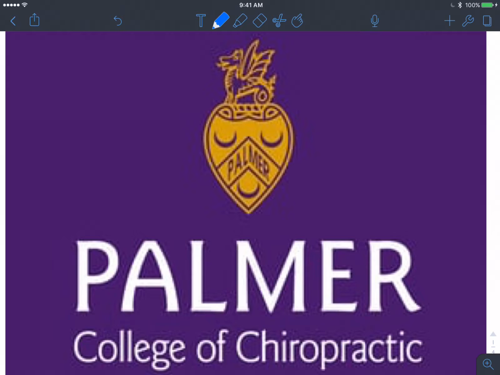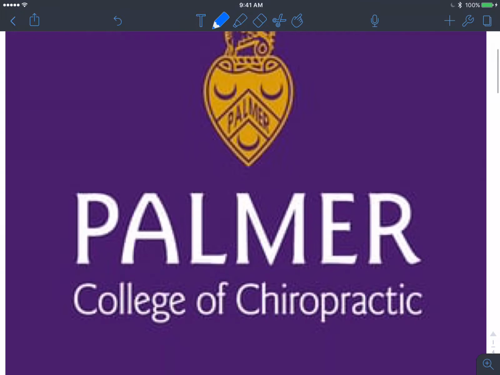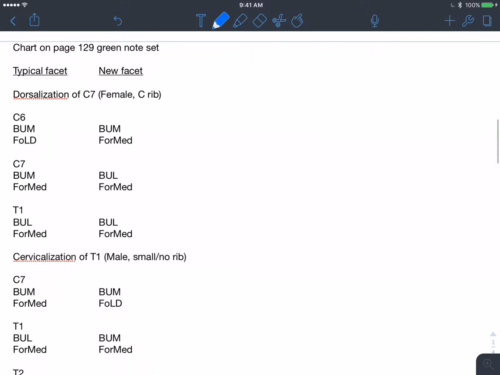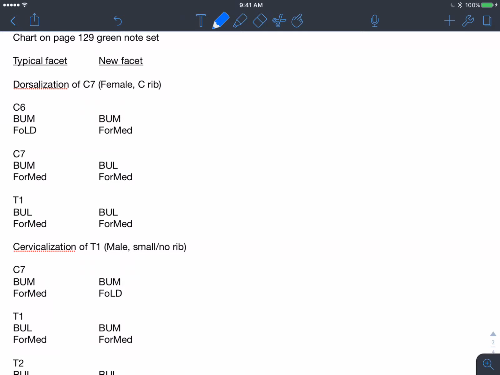Alright everybody, we're going to be going over transition zones of the vertebral column, page 148 for Palmer College of Chiropractic Spinal Tutorial. We're in the green note set, the 16th edition, so 148. Also take a look at page 129 for the typical facet orientations. This is going to help out a lot.